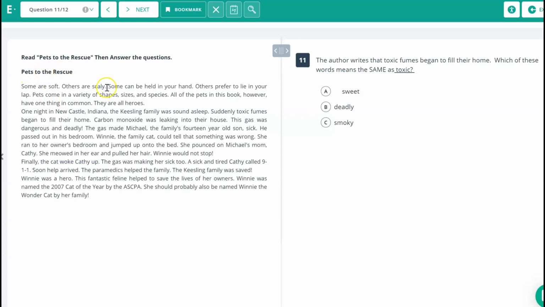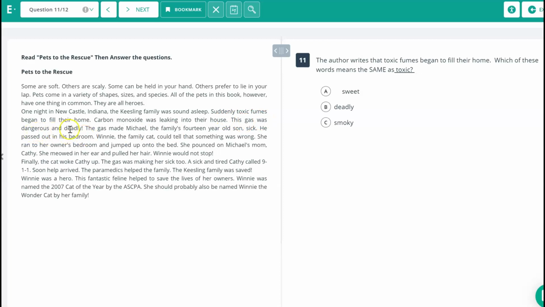Pets to the rescue. We're looking for a word that means the same as toxic. Some are soft, others are scaly. Some can be held in your hand, others prefer to lie in your lap. Pets come in all varieties of shapes, sizes, and species. All of the pets in this book, however, have one thing in common. They are all heroes. One night in Newcastle, Indiana, the Kiesling family was sound asleep.